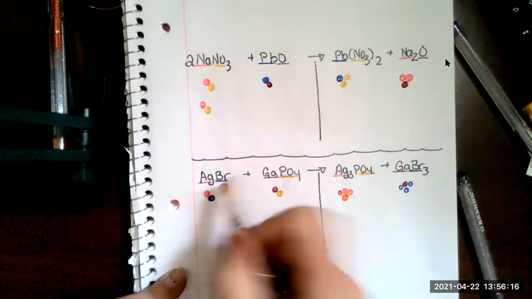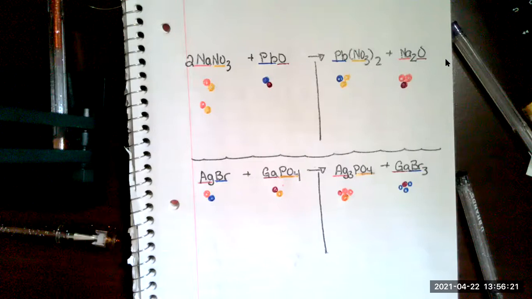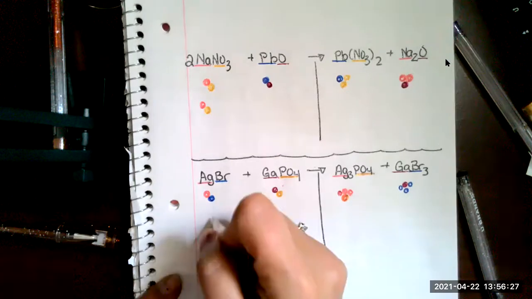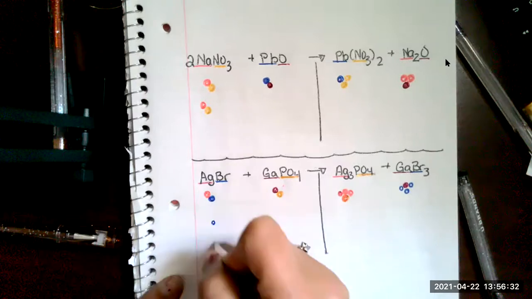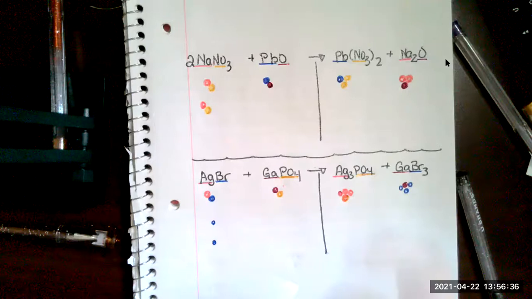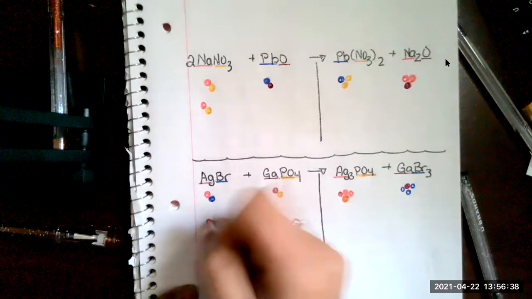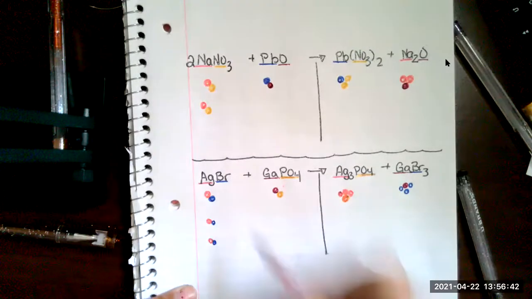I have to add 2 more of these to balance them out so that they're 3. So remember, for every 1 you add, you have to make sure you're adding a molecule. So if I have 1 bromine here, I need 3. So I need to add 2 more bromines. But remember, for every 1 bromine you add, you have to add a silver, because you've got to make the whole molecule. So now I have 3 silvers, I'm balanced, 3 bromines, I'm balanced.